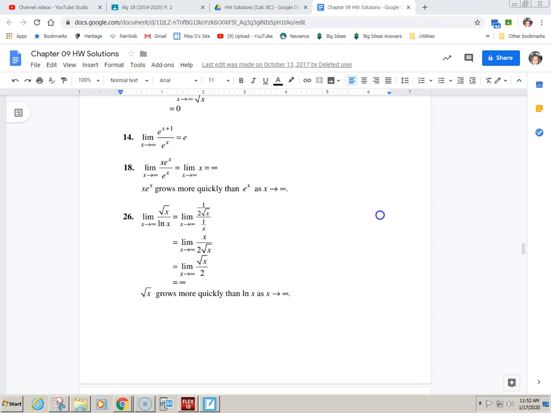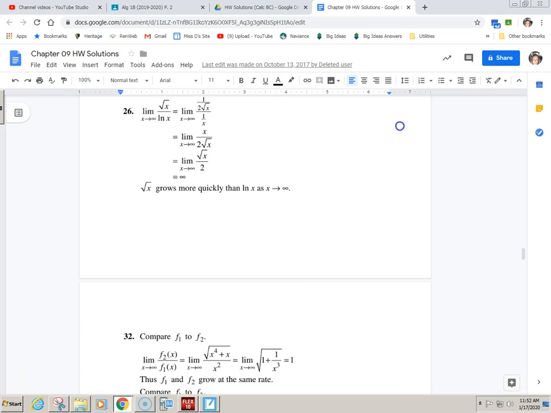Number 2, square root of x grows quicker because the limit is either infinity when he's on top or it should be 0 if he's on bottom. It depends on which way you placed him as to whether you should be getting infinity or 0. Just be careful. If you wrote it the other way, no big deal. Your limit should have just been 0 and it would have shown the exact same thing, which is nice.